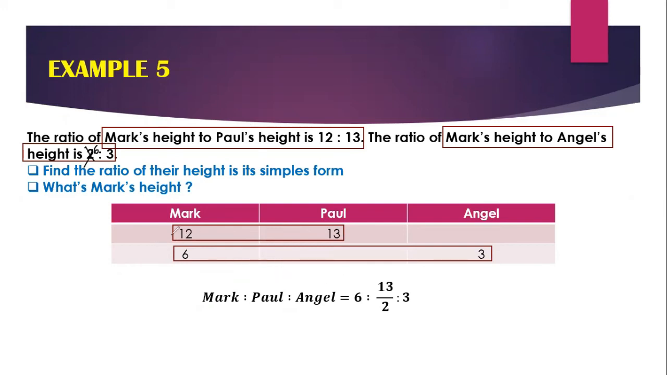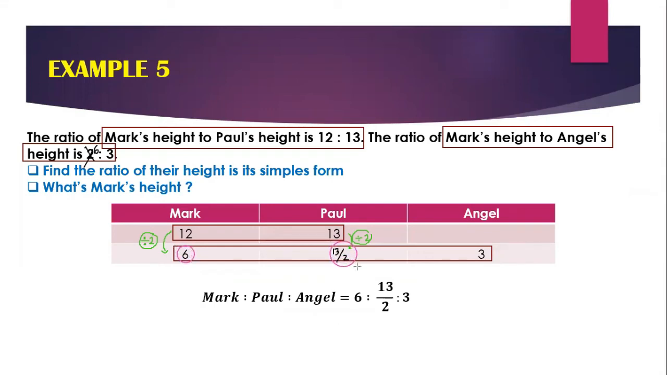Okay, here the concept is 12 to 6. 12 to 6 is divided by 2, right? Divided by 2. In the same way, we have to divide Paul's by 2. So automatically here is 13 over 2. That's the ratio. So now we have the ratio. All the ratios are complete now in the table.